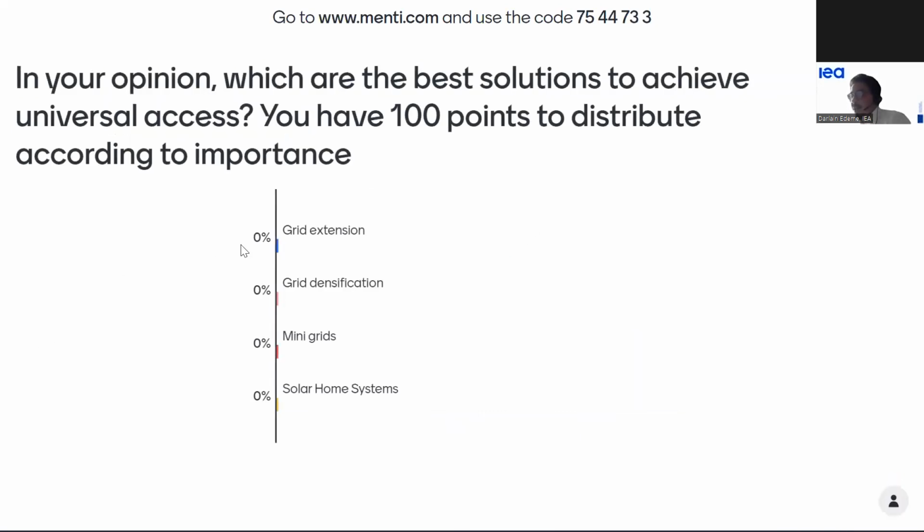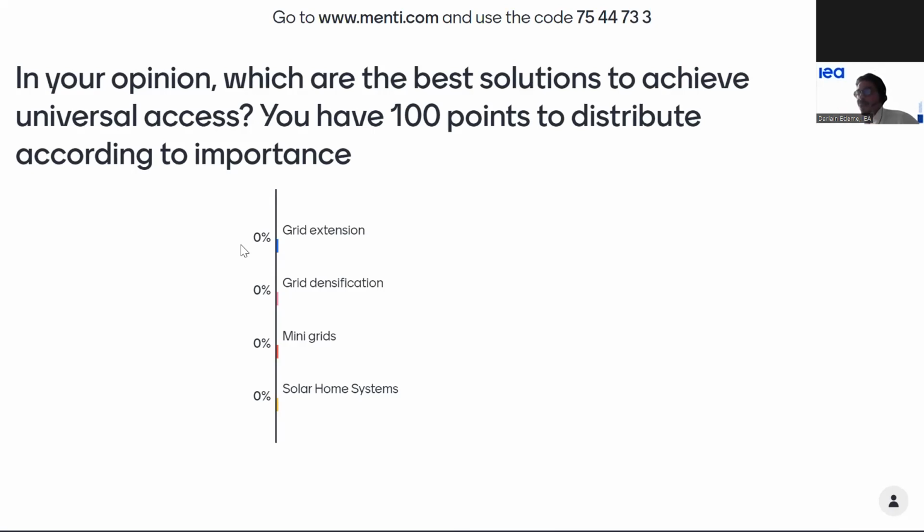Next and last question is: in your opinion, which are the best solutions to achieve universal access? So let's say that you have 100 points to distribute according to importance, and you have these four options. So we ask you to choose between grid extension, grid densification, mini grids, and solar home systems. So you have 100 points and you can distribute them among all these four technologies and solutions, let's say.